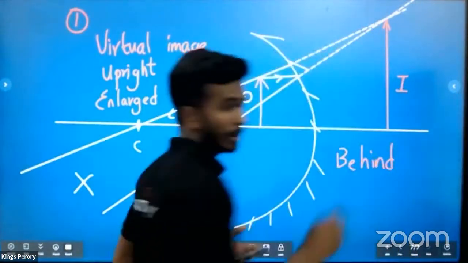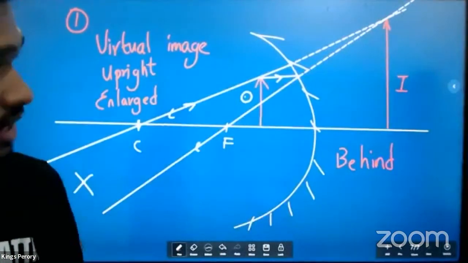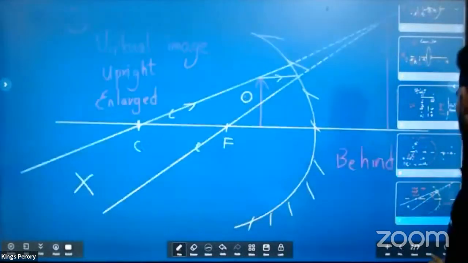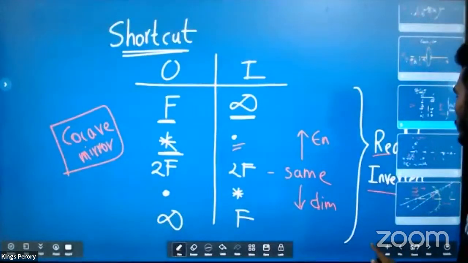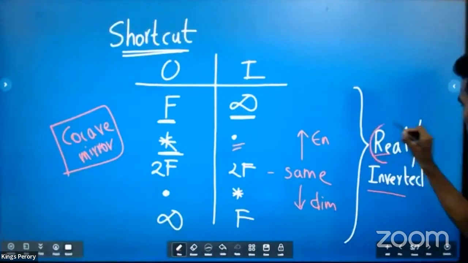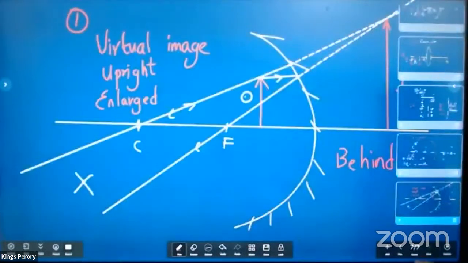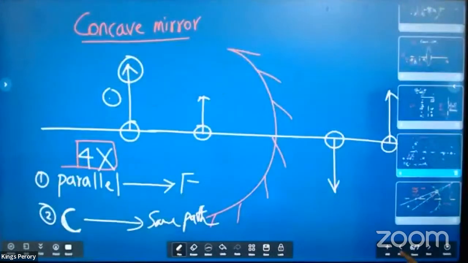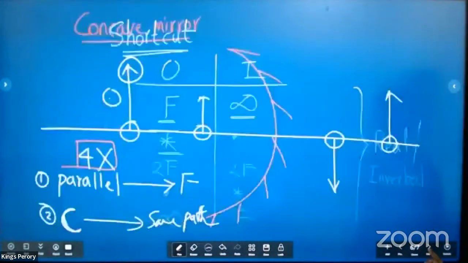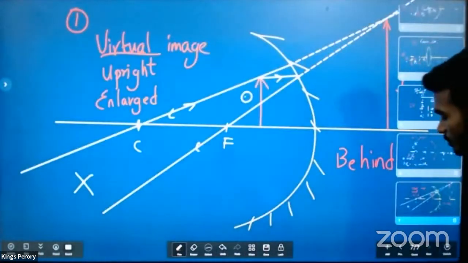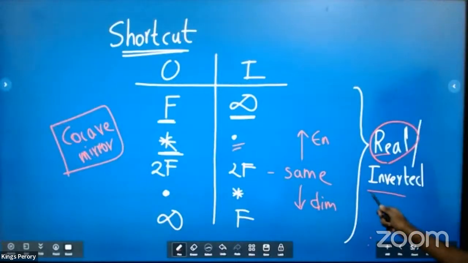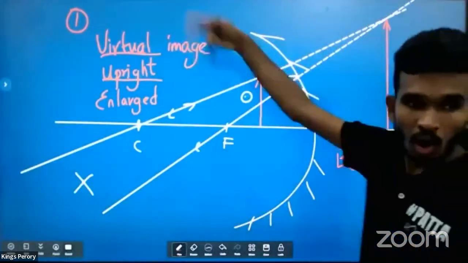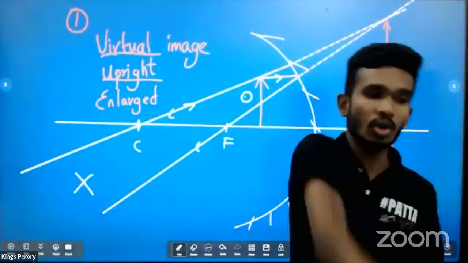Only this one you need to memorize. All the other things, you have in the shortcut chart. Now, how to memorize this also? Can you see? This is the opposite of our shortcut. In our shortcut, all the images are real, but the first ray diagram is going to be virtual. In the shortcut, all the images are inverted, but in the first one, the image is going to be upright. So those two are opposite. First ray diagram, opposite of the shortcut.